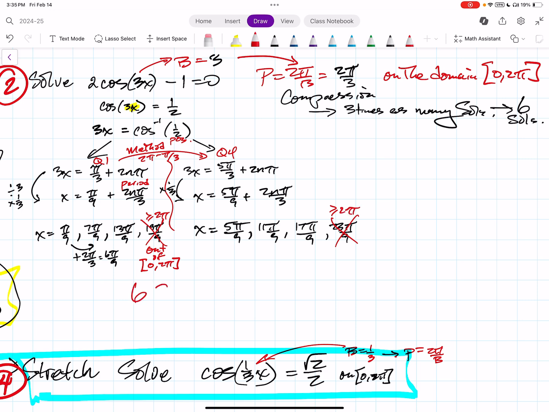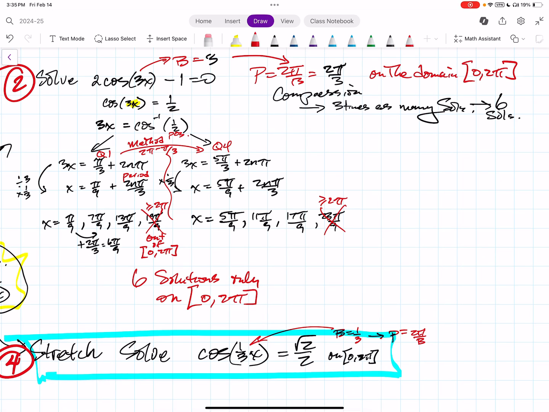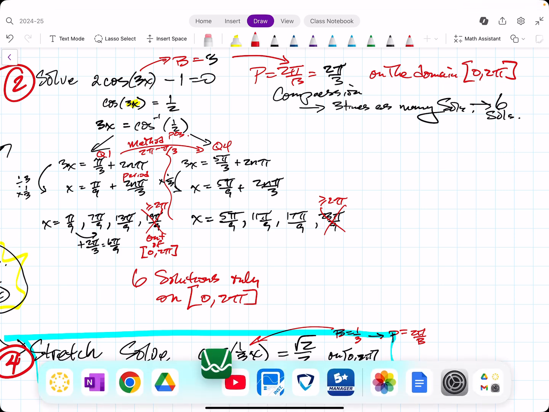So I get 6 solutions only on the interval from 0 to 2 pi. There's an infinite number of solutions here, as you know, but if you think about it, there's only 6 within the interval. So how do you know that? Well, let's check it. Let's enter this.